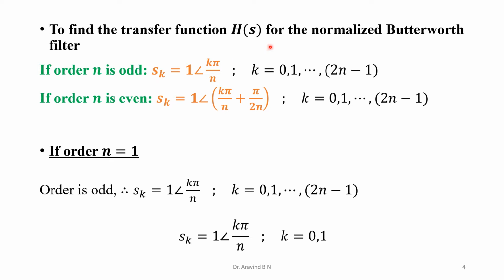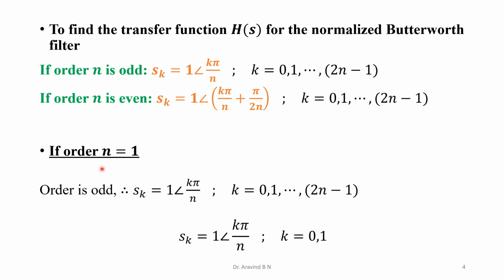Now, to find the transfer function H(s) for the normalized Butterworth filter, if the order n is odd, then we are going to use the formula sk is equal to 1 at an angle of k pi by n for all the values of k running from 0 to 2n minus 1. If the order n is even, then sk is equal to 1 at an angle of k pi by n plus pi by 2n for all the values of k from 0 to 2n minus 1.